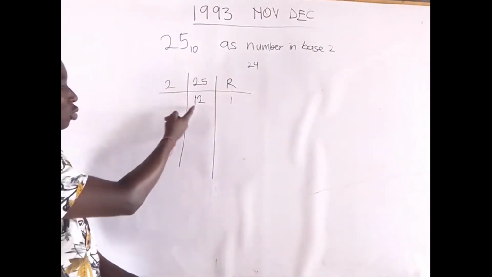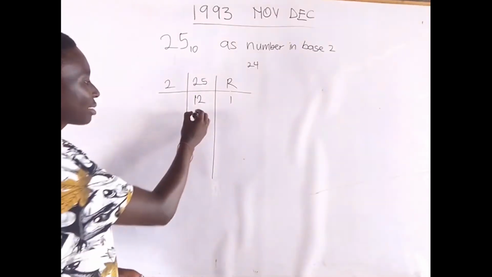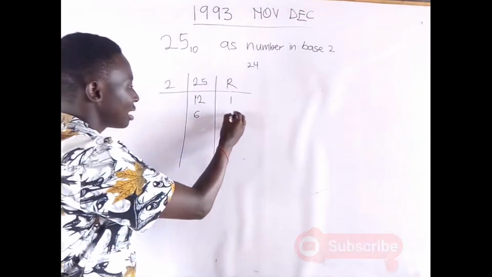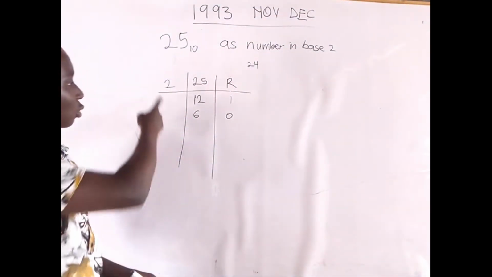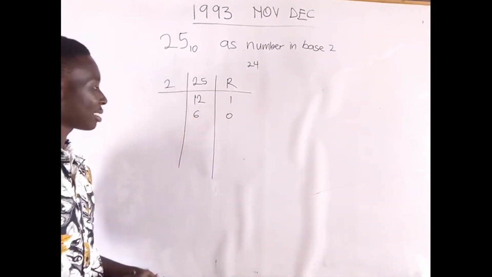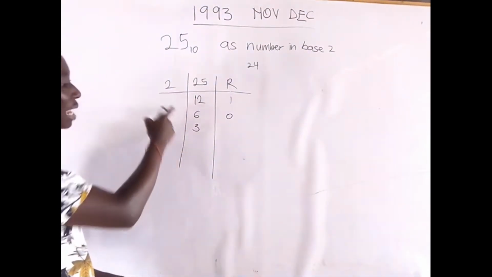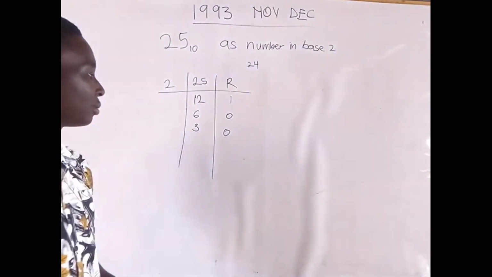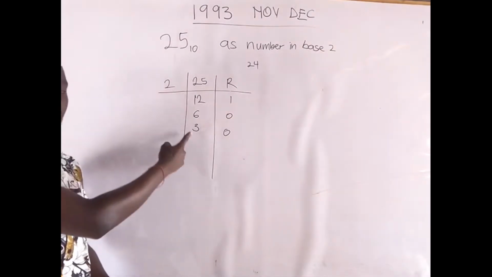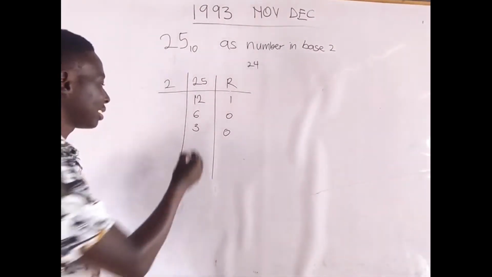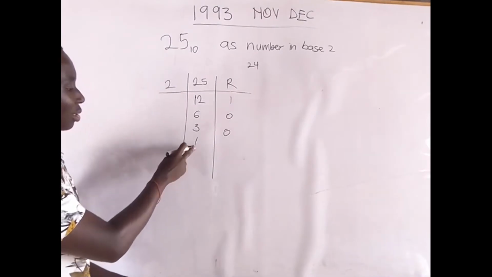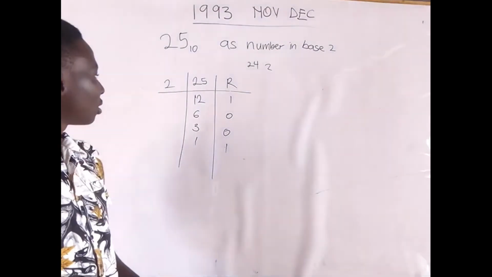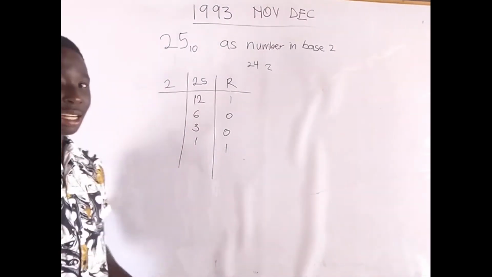2 goes into 12 6 times. 2 times 6 is going to give us 12. Remainder 0. 2 goes into 6 3 times. 2 times 3 is going to give us 6. Remainder 0. 2 goes into 3 once. 2 times 1 is going to give us 2. Remainder 1. 2 goes into 1, 0. Remainder 1.